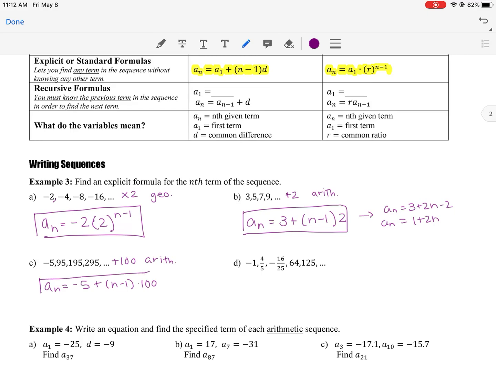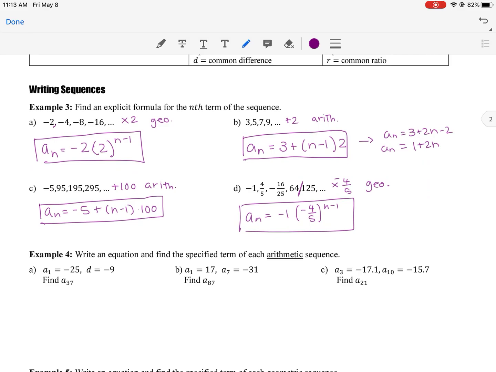That works as well. Okay, last but not least here, I've got -1, 4/5, -16/25, 64/125. Oh, that should have been 64 divided by 125, sorry. Once again, a little mistake there. So here you can kind of recognize that it's timesing by 4/5. But then how does it switch the negative sign? It's by a -4/5. So once again, it is geometric. So a sub n equals our -1 times -4/5 to the n minus 1. If you have a hard time recognizing those patterns, I would always try subtracting the two numbers and then dividing them and see which is the same.